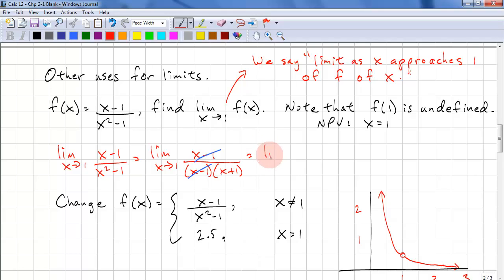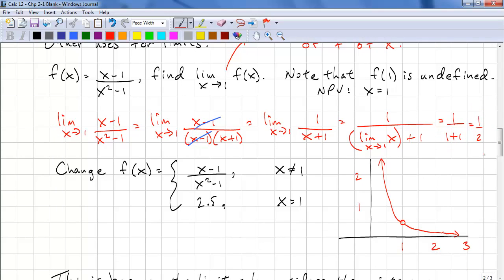So this is limit x approaches 1 of 1 over x plus 1, and this is 1 over limit x approaches 1 of x plus 1. And this is 1 over 1 plus 1, which is 1 over 2.